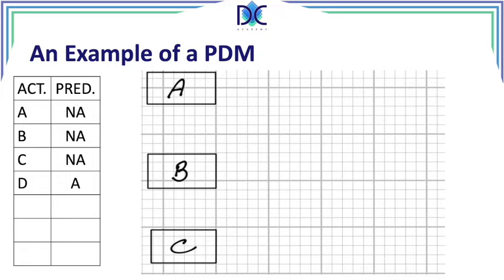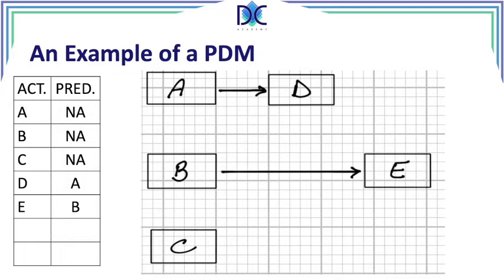Now we have activity D with predecessor A, so we draw activity D and connect it with an arrow to the predecessor activity A. Remember, all the activity is done on the node, and the arrow only shows the relationship between the different activities. We have now activity E with predecessor B, so we do the same with E, and we link it with an arrow to activity B.